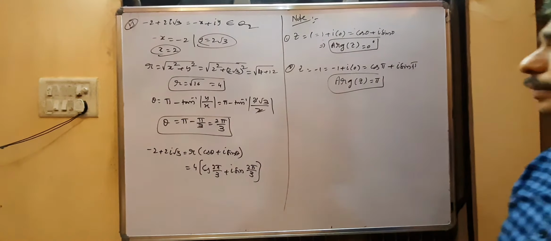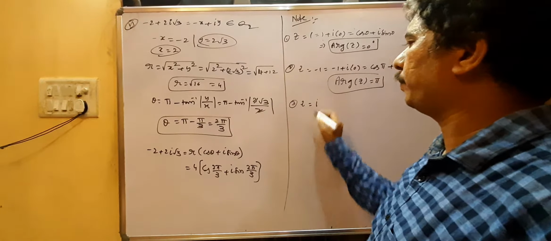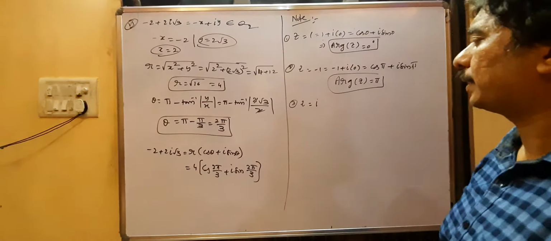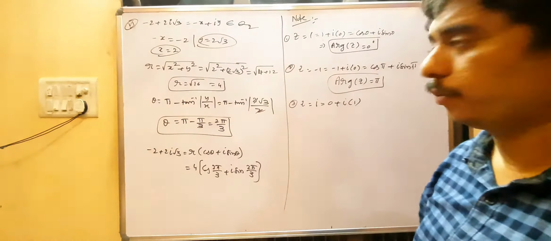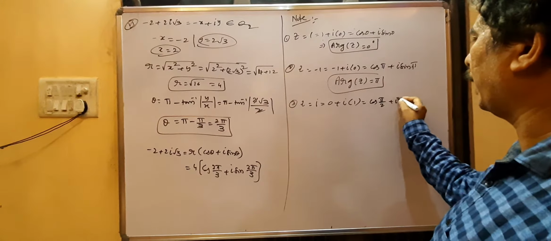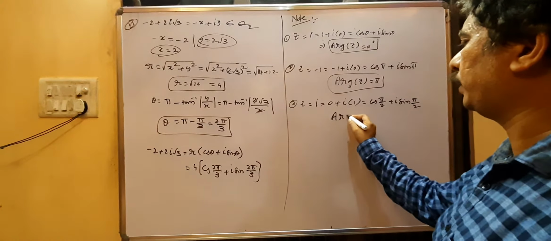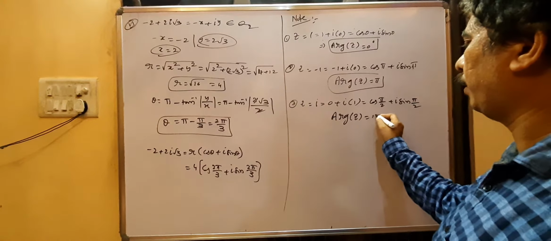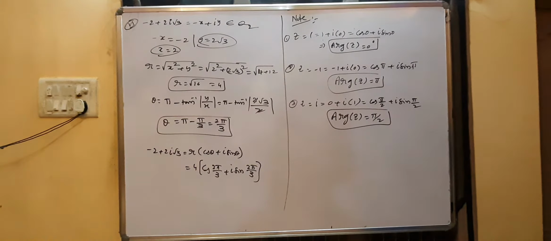If the third complex number is z equals i, the imaginary number i, this can be written as 0 plus i into 1. So this is cos pi by 2 plus i sin pi by 2. In this case, the argument of z equals pi by 2.